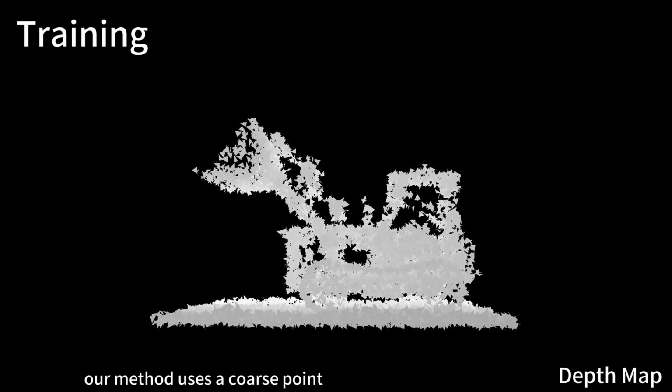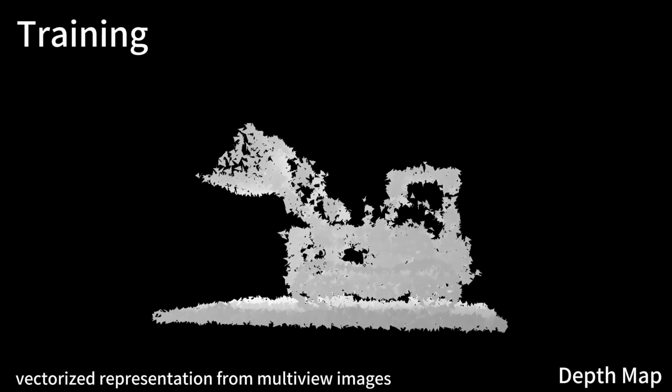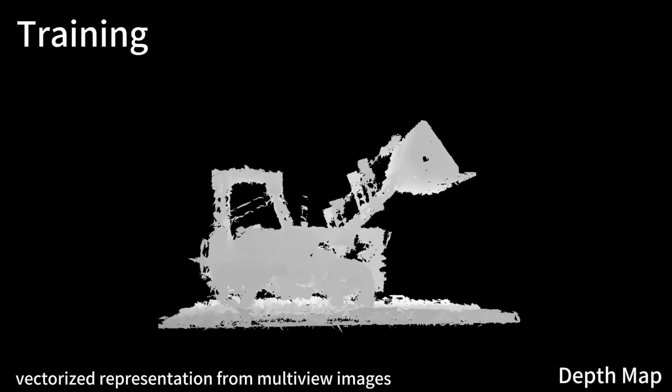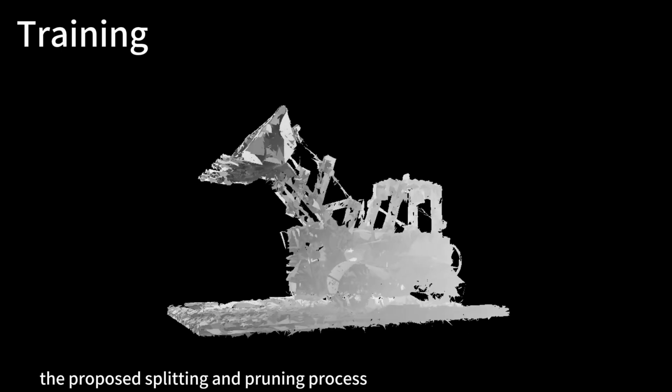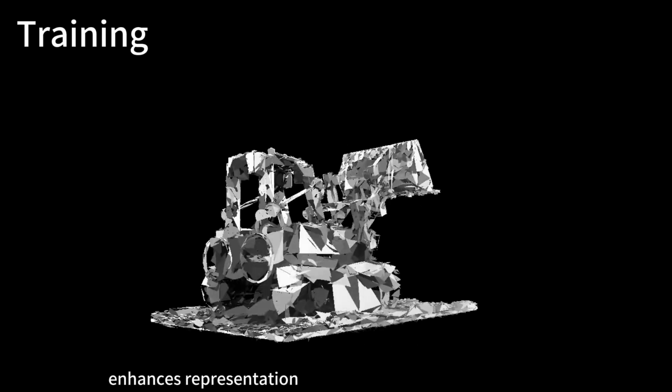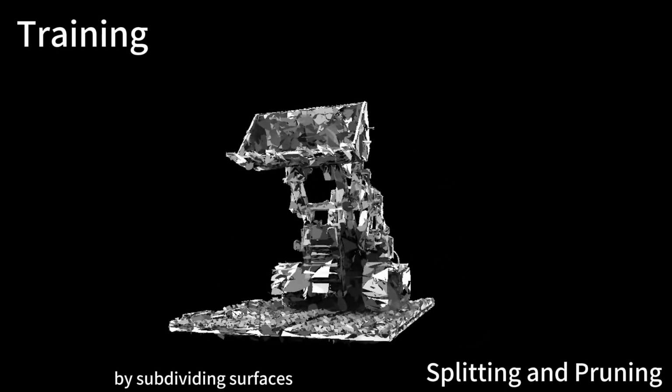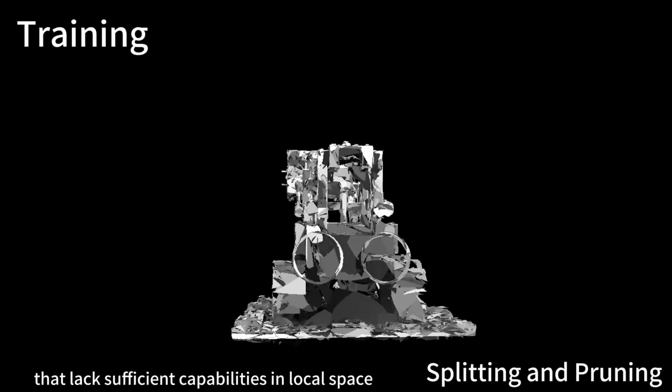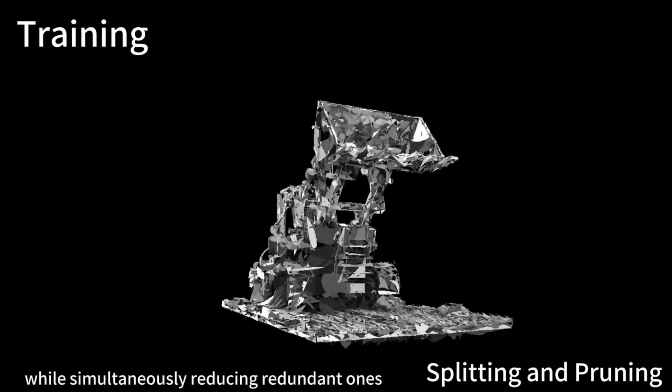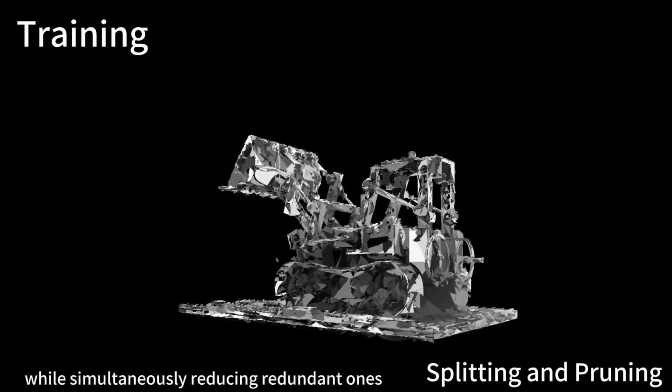Our method uses a coarse point cloud as initialization and reconstructs a vectorized representation from multi-view images. During training, the proposed splitting and pruning process enhances representation by subdividing surfaces that lack sufficient capabilities in local space while simultaneously reducing redundant ones.